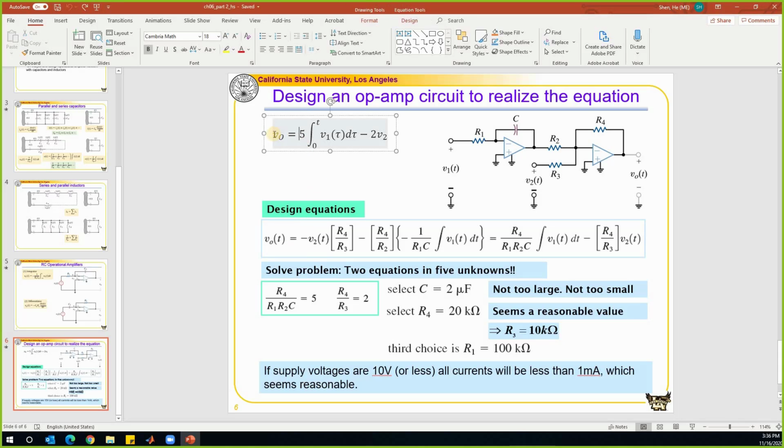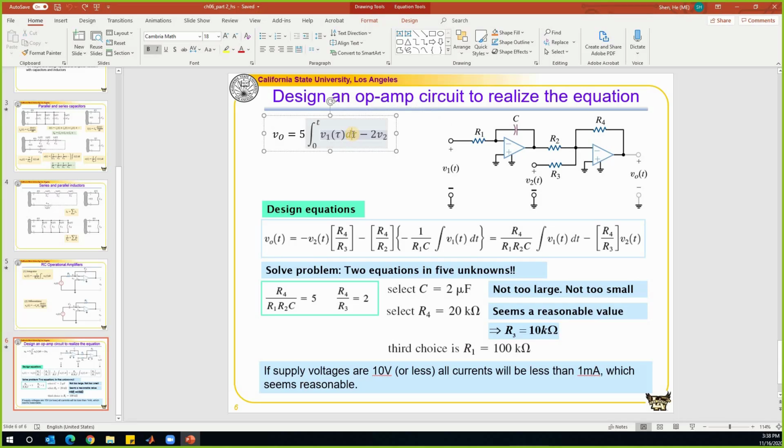By looking at the design goal that we want to have, the output is equal to 5 times the integration of V1 minus some signal V2. The first term is the integration from 0 to t of V1(tau) d tau, and the second signal is V2. From here, it's still a little bit hard to tell whether you should put them on the two terminals or on the same terminal. It depends on whether you flip the sign of the first signal or not.